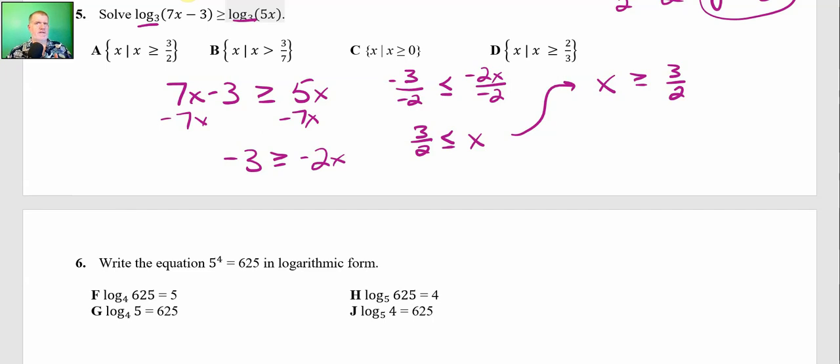Now we always have to check for negatives. So if I put 3 halves in for x, I am okay. Because 7 times 1.5 minus 3 is bigger than 0. So I don't have to worry about it. x is always going to be bigger than or equal to 3 halves. So I got A right there.